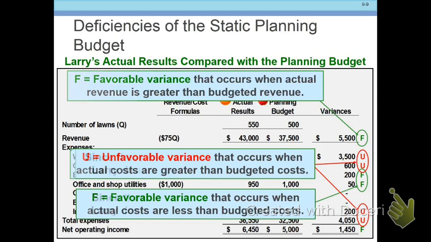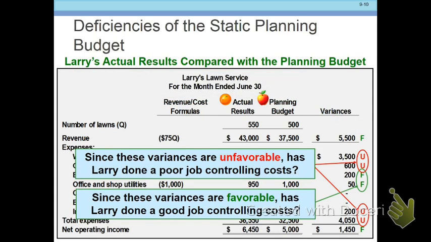Now the question that comes up is, since those are unfavorable, has he done a poor job controlling his costs? And likewise, because they're favorable, has he done a good job? And the problem is we don't know. The reason we don't know is because we're not comparing apples to apples. We're comparing what we thought he was going to do, the 500 lawns, with the 550.